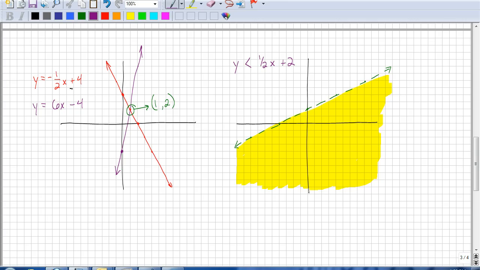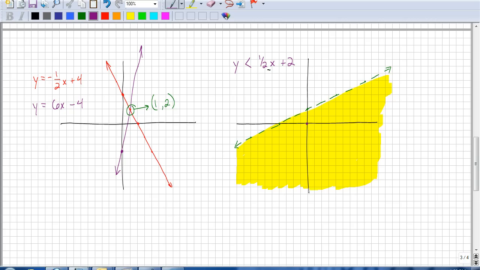Now, in the previous lesson, we talked about the fact that you always want to use a point not on the line to figure out where the solution set is going to be, whether we shade above the line or below it. So if I put 0, 0, for example, in this equation, it makes a true statement because 0 would be less than 2. And so we would shade all the points below that line.